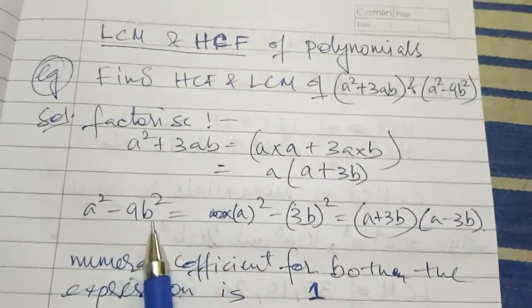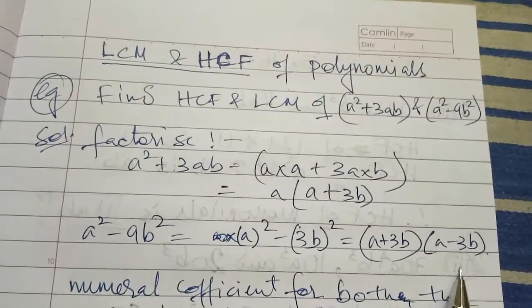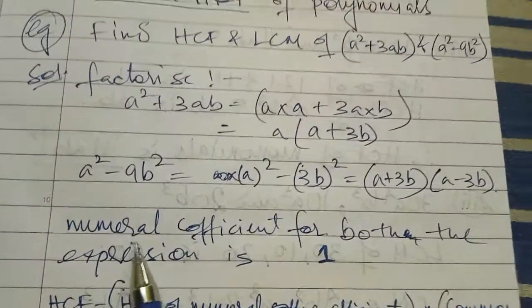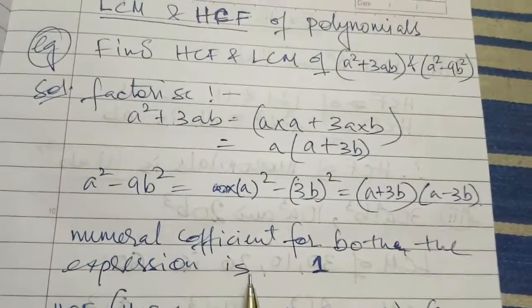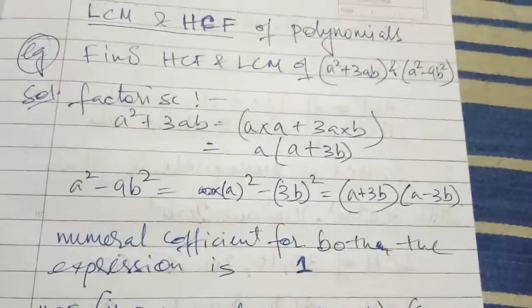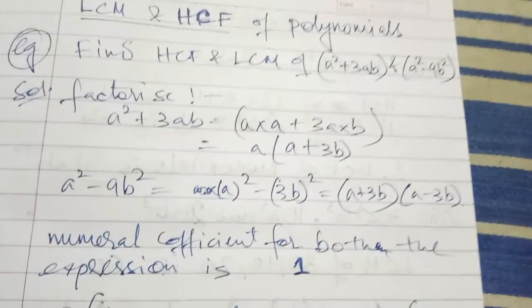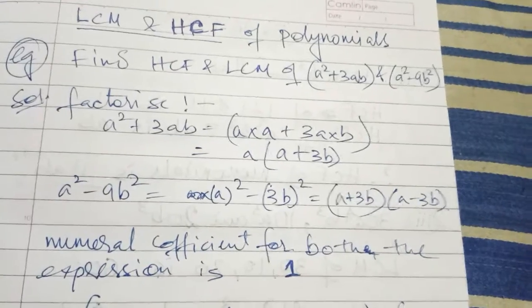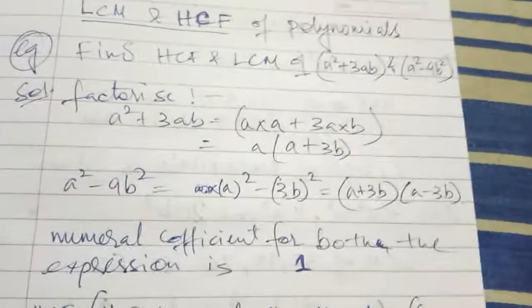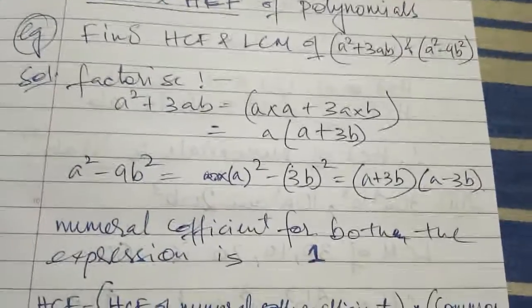Then this one can be broken down using the a square minus b square formula. See, a plus b and a minus b I have done. Now from here, the numeral coefficient for both the expressions is what? See, nothing is going common. Nothing is going common. So the numeral coefficient is 1 only.